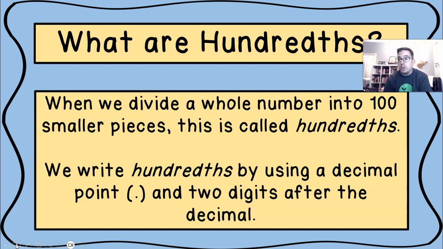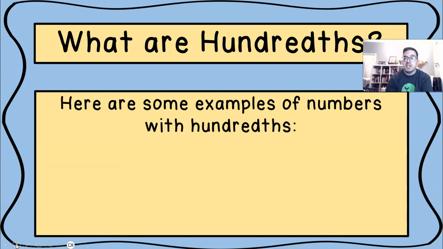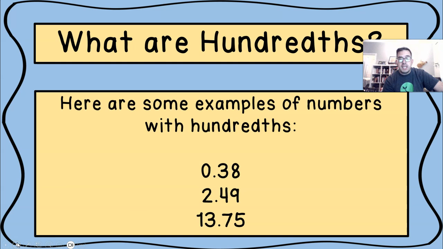When we divide a whole number into 100 smaller pieces, this is called hundredths. We write hundredths, again, by using the decimal point and then having 2 digits after the decimal. So here are some examples of numbers with hundredths. We have a decimal place and then 2 digits. So we're going to say 38, and we're going to give it a last name of hundredths because it has 2 digits. Then we have 2 and 49 hundredths. Again, 2 digits. So that is hundredths place. And then 13 and 75 hundredths.